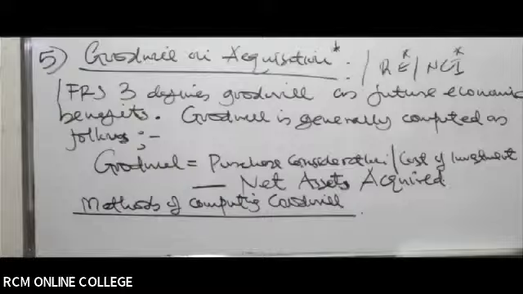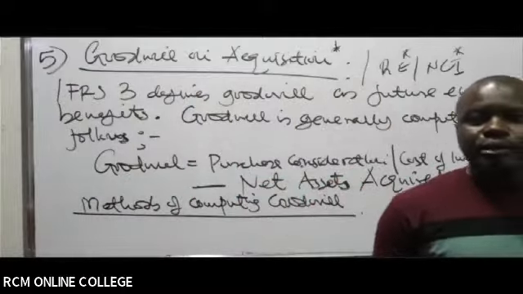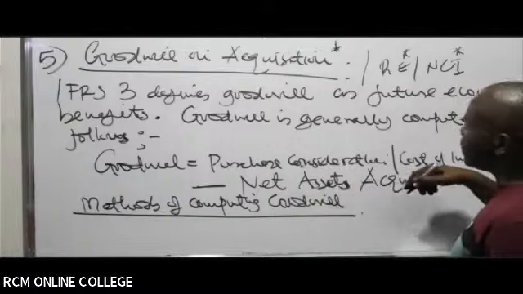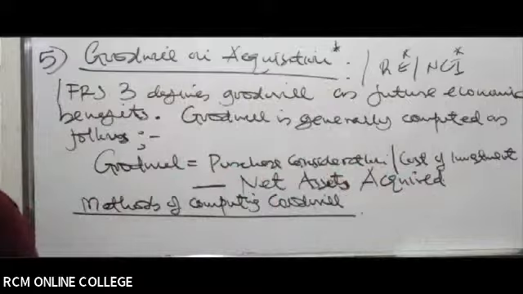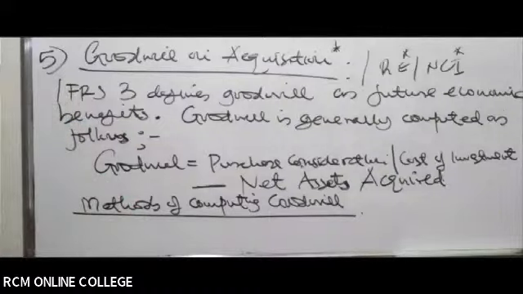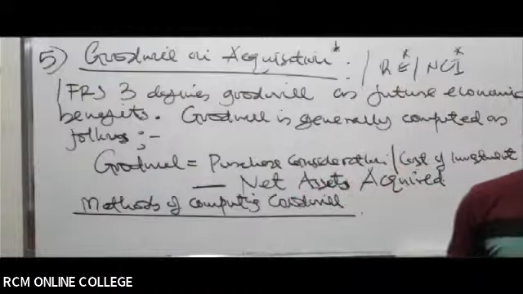Remember, this goodwill is normally reported as an asset. Once you've calculated it, when you're doing the consolidation, it will appear under the non-current assets in the consolidated statement of financial position. It is an intangible asset. It's an asset you can't really touch or feel, but it is there. And this is how you calculate it. Once you get it, you'll end up having to report it under what?